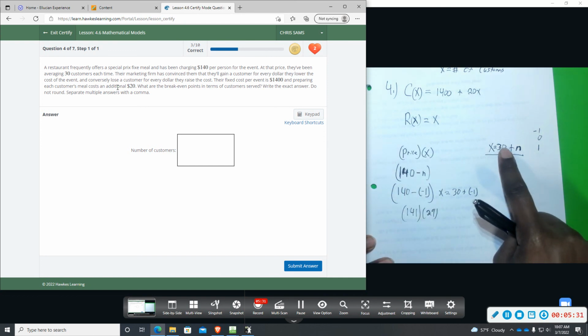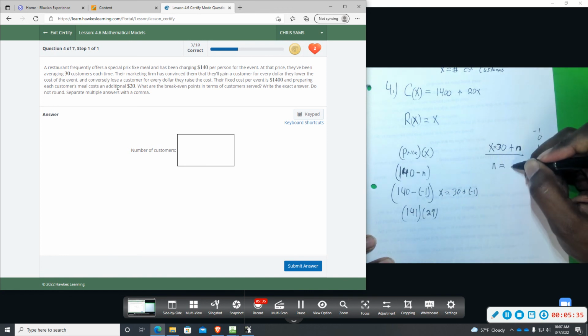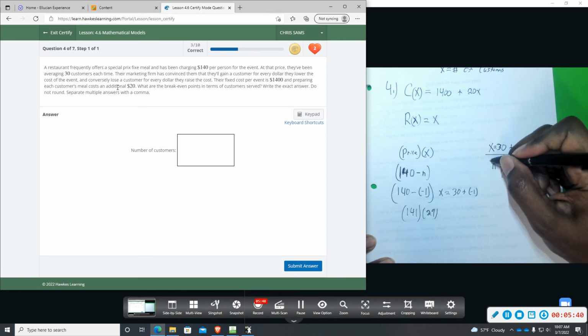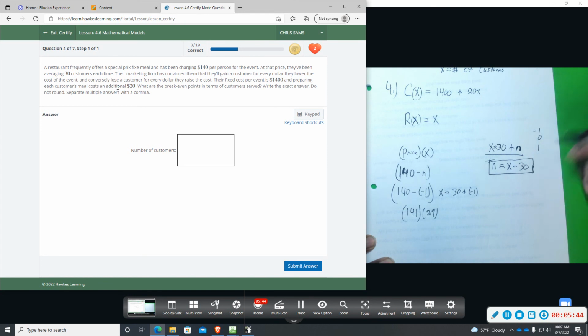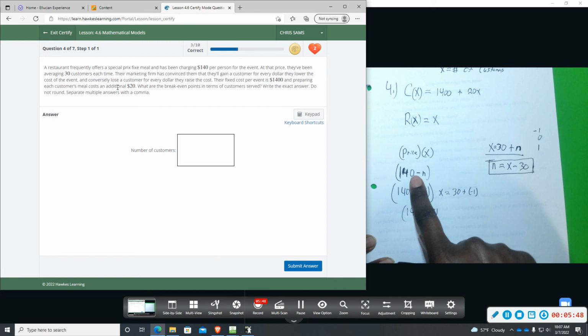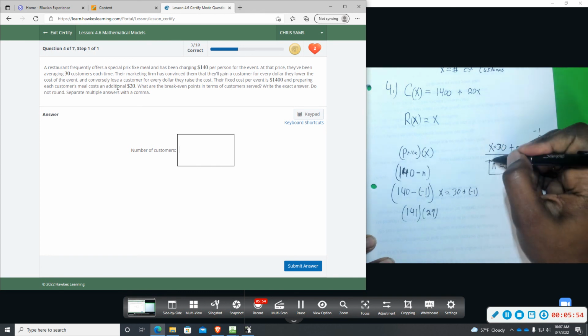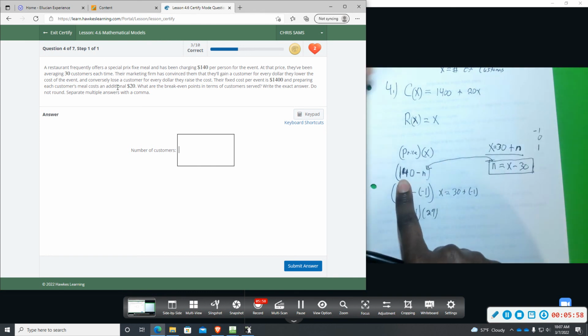To get n by itself, we're going to subtract 30. So n is equal to x minus 30. That tells me the number that I need to either increase or decrease my price by, and once I do that, that's going to determine the number of customers. What I'm going to do now is take this n and substitute it right here, and I'm going to get an equation in terms of x.